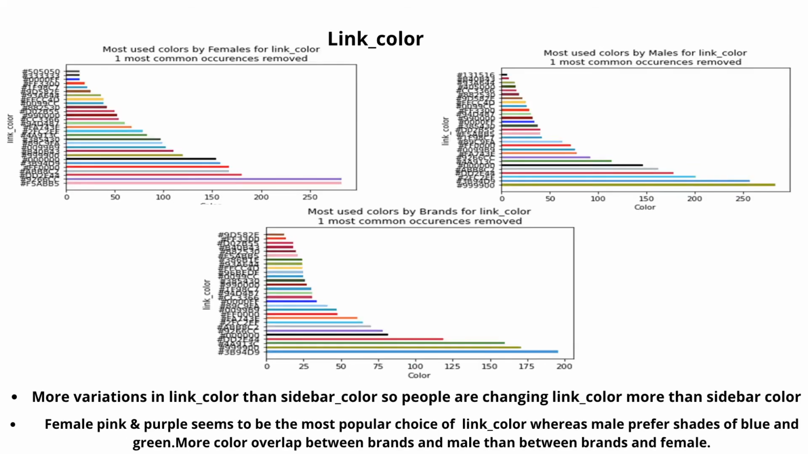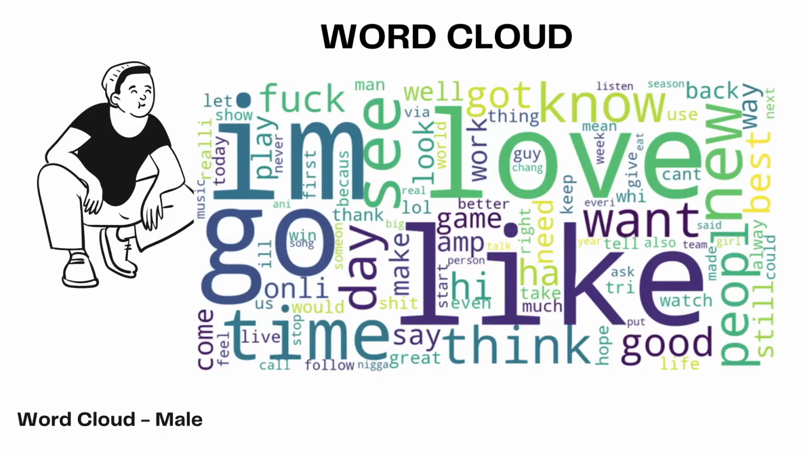Compared to the sidebar colors, we can see that there's more variation when it comes to link colors and genders. For females, pink and purple seem to be the most popular choice of link color, whereas for the male gender, shades of blue and green are more popular. There's more overlap between brands and male than between brands and female. That is, the shades are more similar between brands and male.